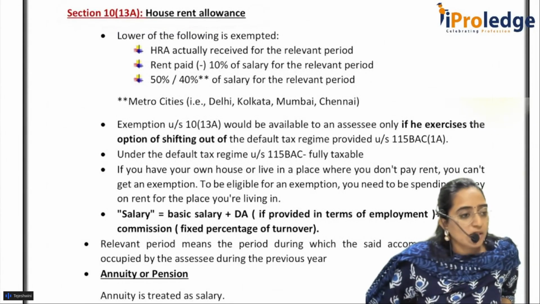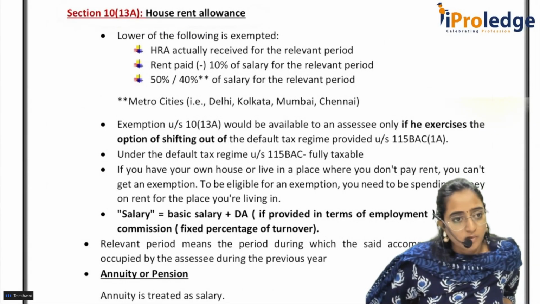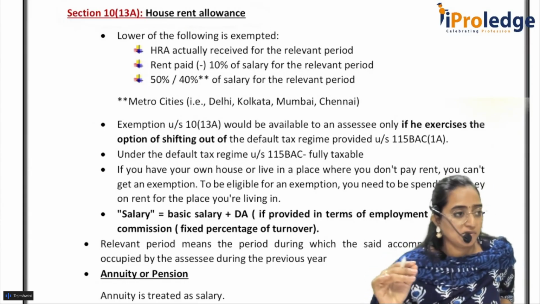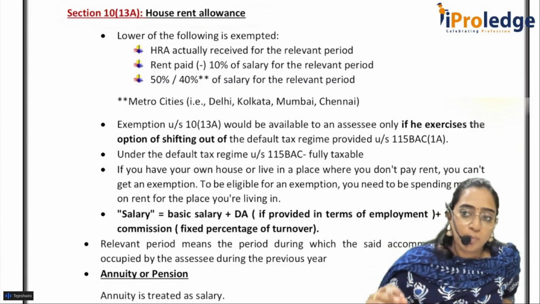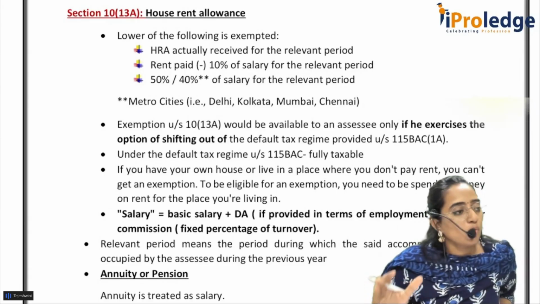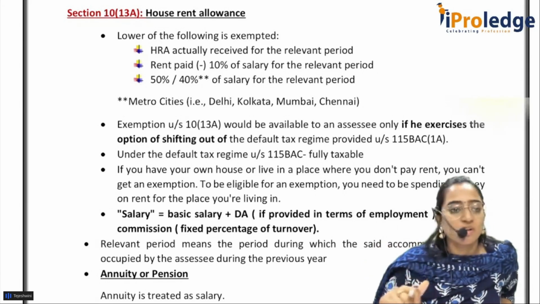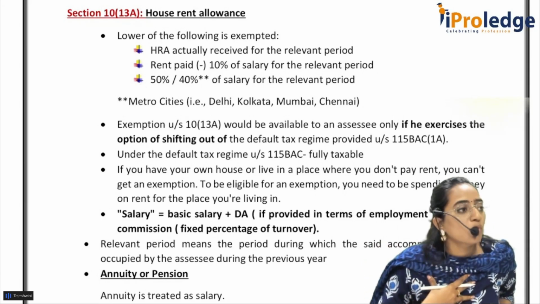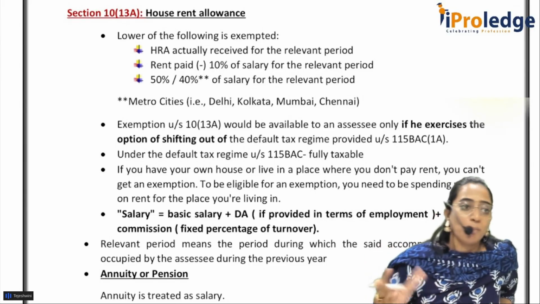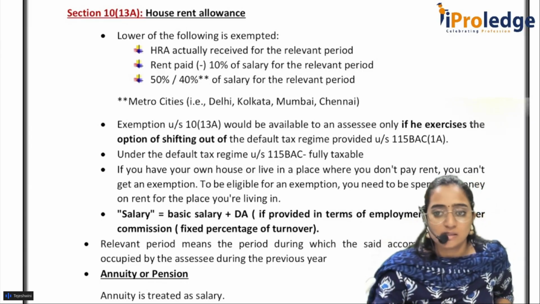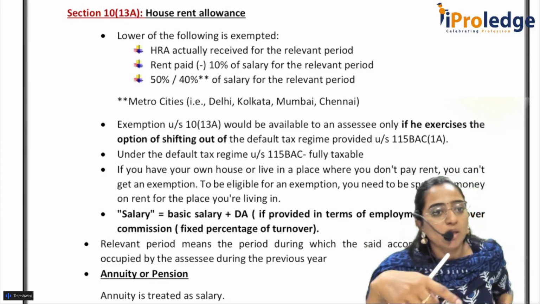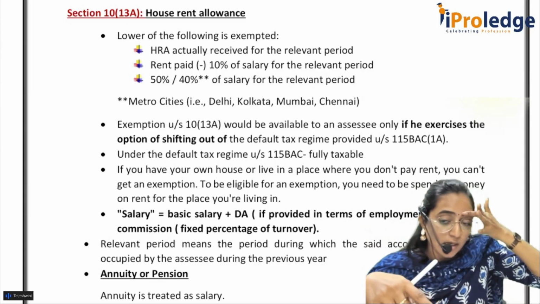Section 10 subsection 13A, HRA. First of all, what is meant by this HRA? House rent allowance. When is this allowance given? You are staying in rented premises and you are actually paying rent. You don't have your own residential house in the place where you are working. If the company or organization states, we will give you HRA, will you say no? Obviously, you will say yes, please give me the amount. It means HRA will be given to you.